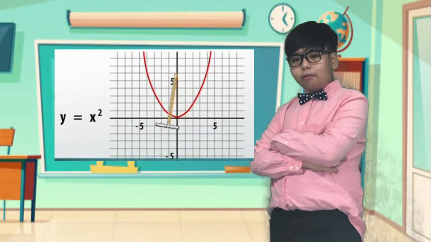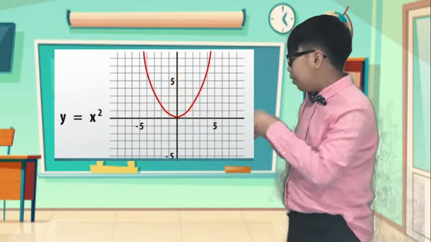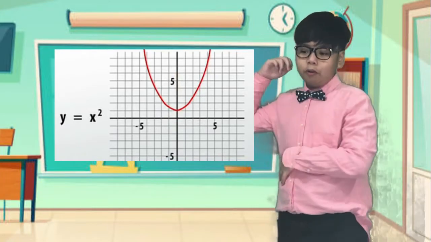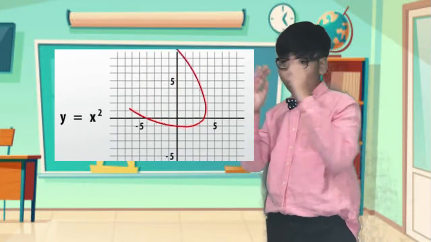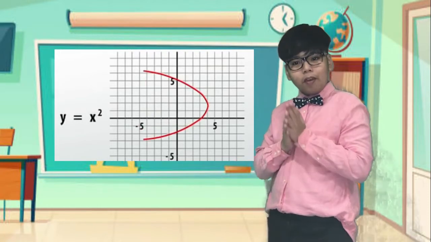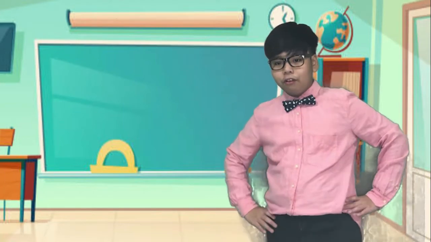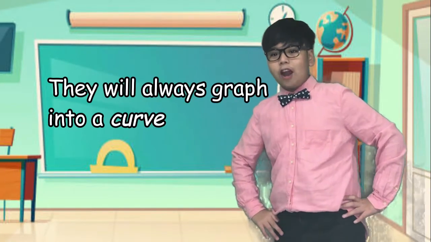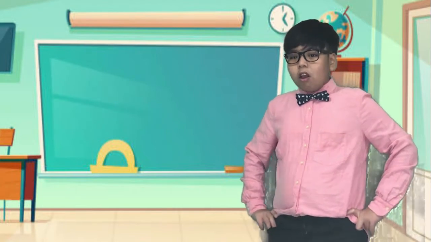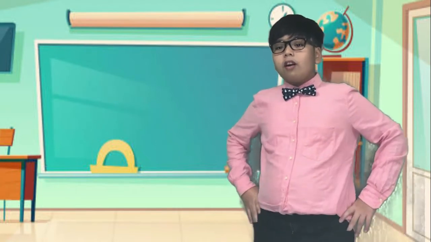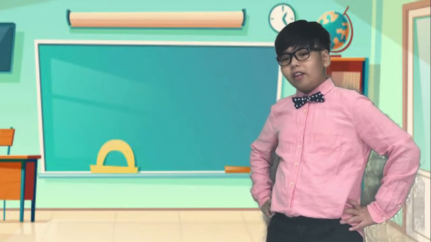All quadratics will graph into some kind of similar curve. Some will be shifted higher, some will be shifted lower, some will be thinner, some wider, and some may even be sideways. But one thing is for sure, they will always graph into a curve. Now that we've seen the graphs, let's look at some examples of quadratic functions so as to understand it better.